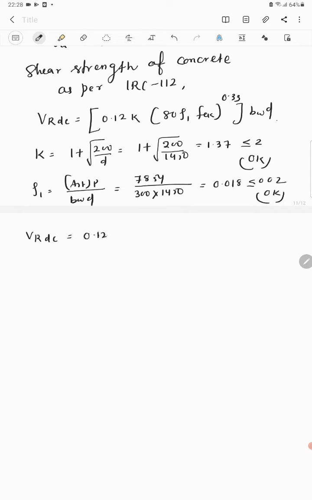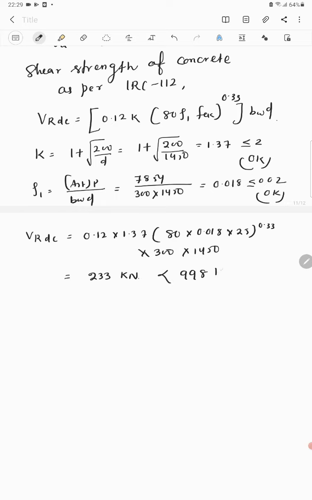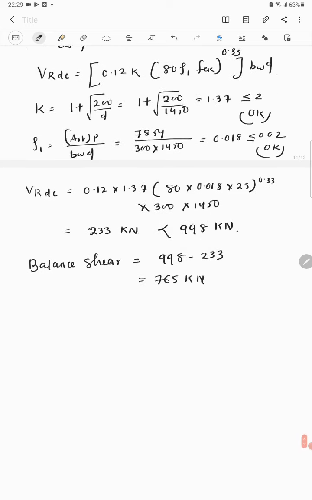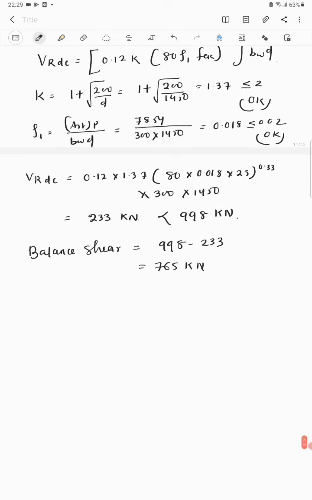So let's calculate VRd,c. This is equal to 0.12 into 1.37 into (80 into 0.018 into 25) to the power 0.33 into 300 into 1450. This is equal to 233 kN, which is less than 998 kN. So what is the balance force for which we have to provide the shear reinforcement? Balance here is 998 minus 233, 765 kN. So for this much shear force, you have to provide the stirrups.